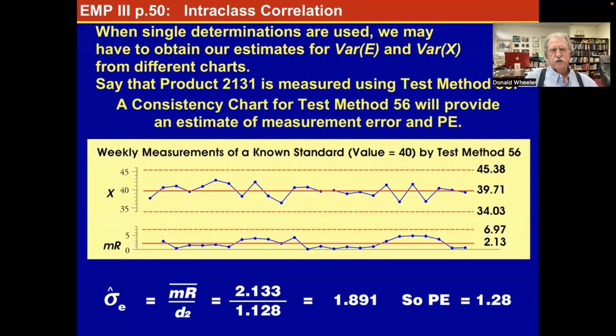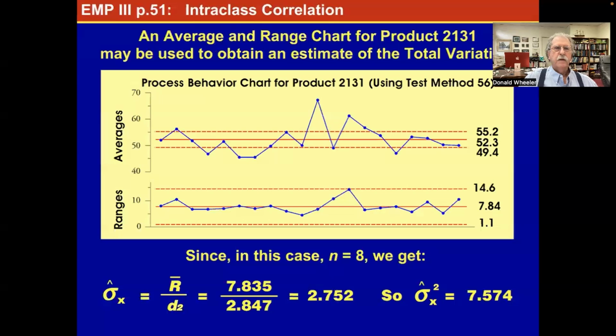These measurements are good plus or minus 1.3 units. Half the time the error is more than that, half the time the error is less than that. An average and range chart for product 2131 may be used to obtain an estimate of the total variation.